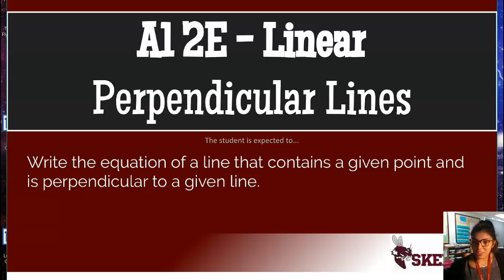Critique 2E is in the linear category again, and it's talking about perpendicular lines. Perpendicular lines are different than parallel lines, but they're also very, very specific with how the slopes are related, just like parallel. The TEAC sounds oddly similar. It says, the student is expected to write the equation of a line that contains a given point and is perpendicular to a given line.